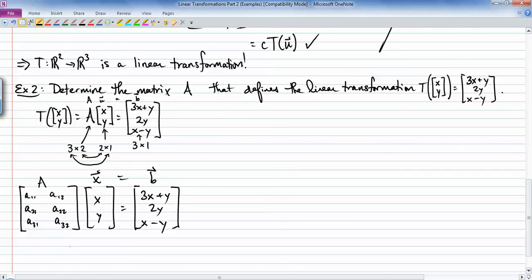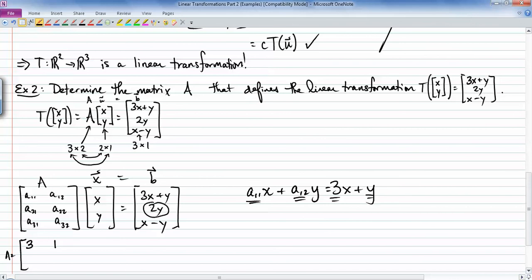But you can do this one pretty quickly in this example because it's just simple. The first thing that you're going to multiply is a11 times x plus a12 times y. That's got to equal 3x plus y. Well, that means a11 has to be 3 and a12 has to be 1. So we can get A pretty quickly here. A has to be 3 here and 1 here.